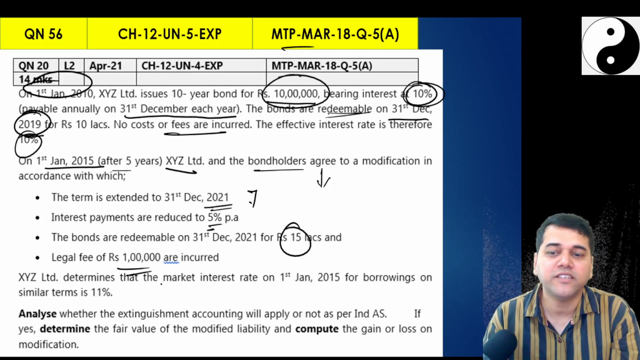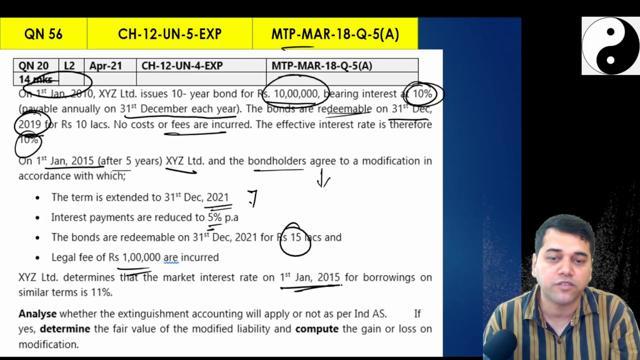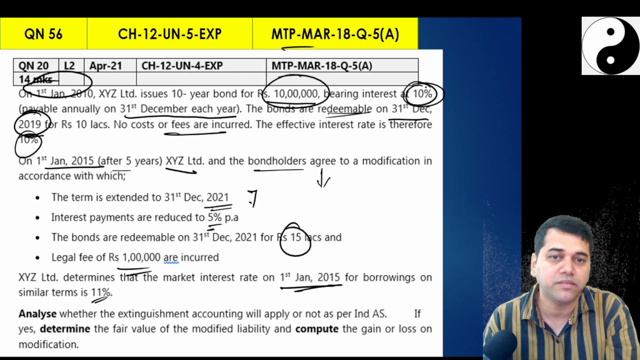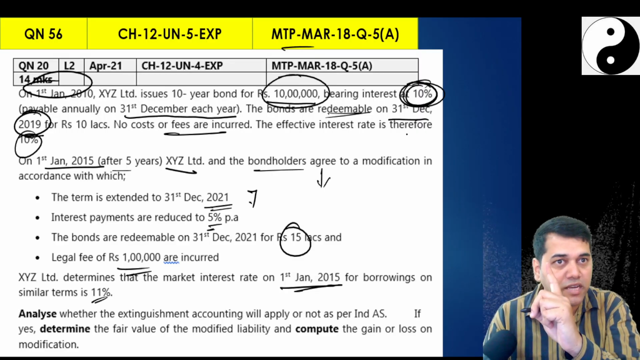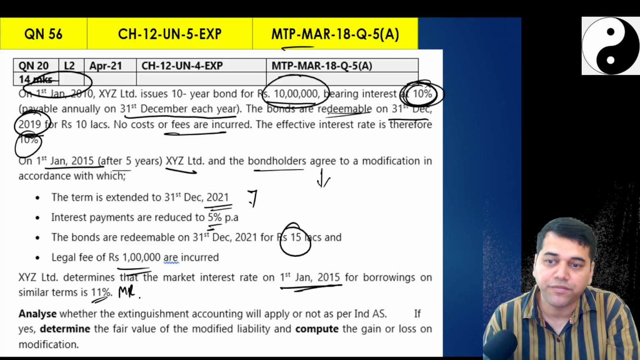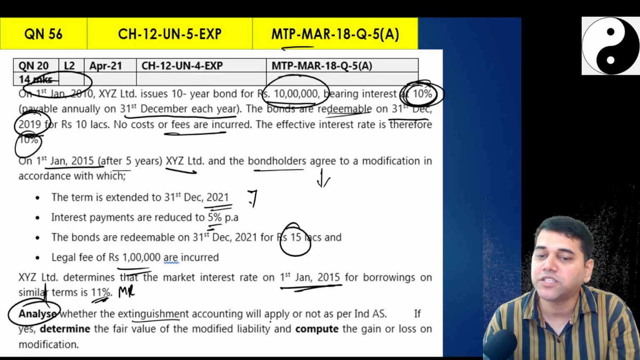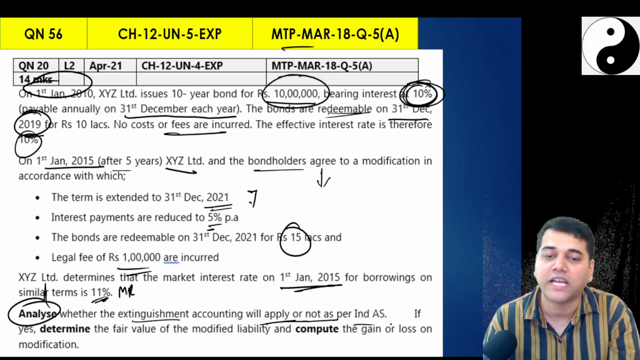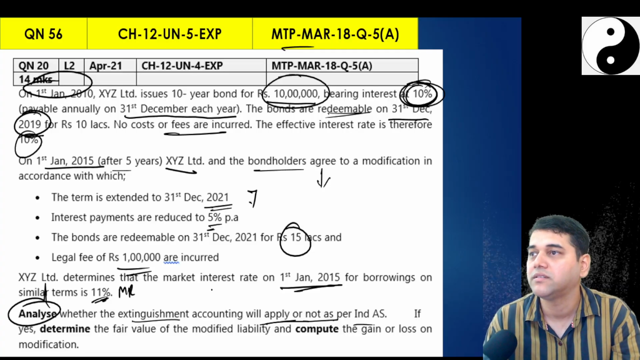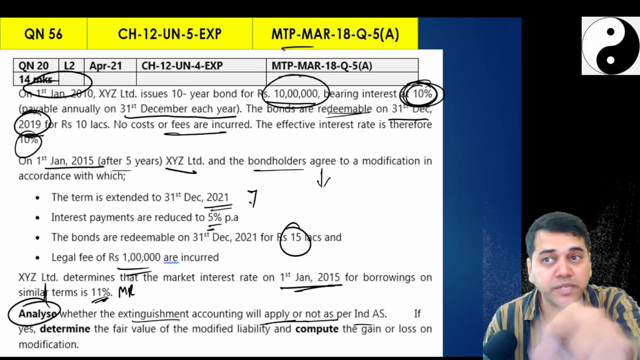Now XYZ determines that the market interest rate on 1st of January is 11%. That means today my original rate is 10%, but the market rate of interest today is 11%. Analyze whether the extinguishment accounting is going to apply or not as per Ind AS. How to analyze it? For this we have to perform the substantial modification test.